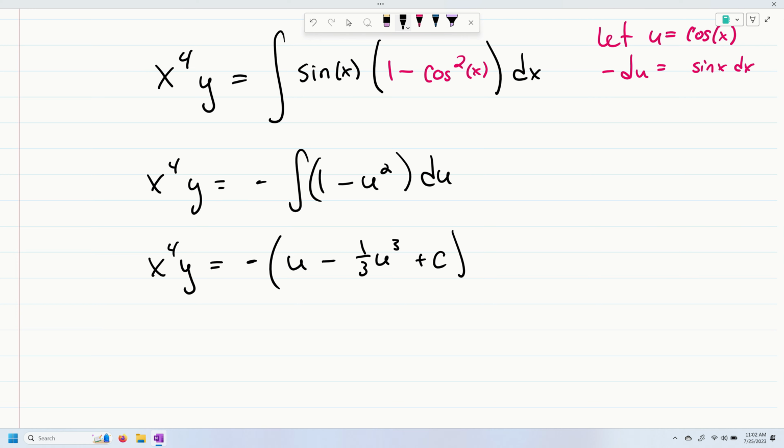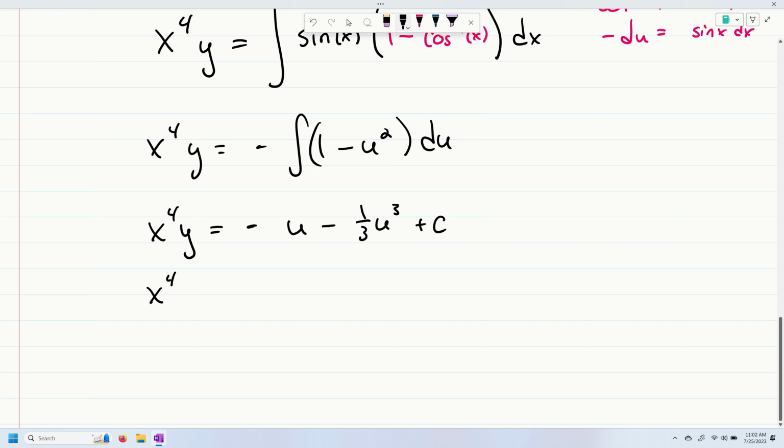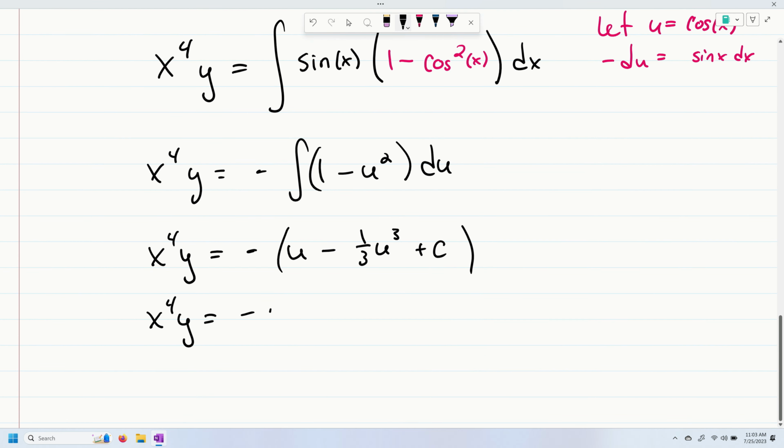All right, I guess we don't need these parentheses anymore. That's going to give me x to the fourth y equals... well, no, we needed the parentheses there because now I got to distribute. I'll do it all in one. Negative cosine x plus 1/3 cosine cubed x. I'm just going to put plus c even though it's minus c. We don't know what c is, so we're just going to write plus c. That's fine.